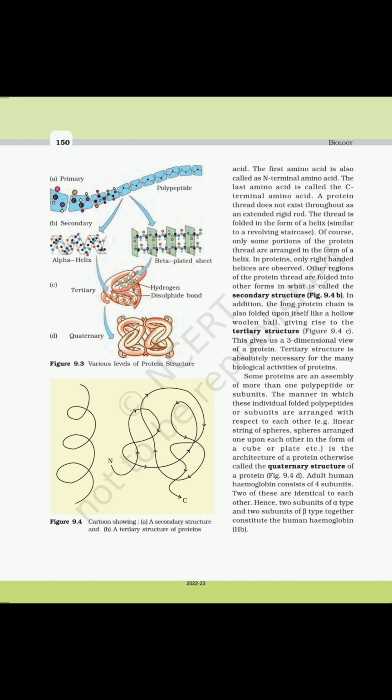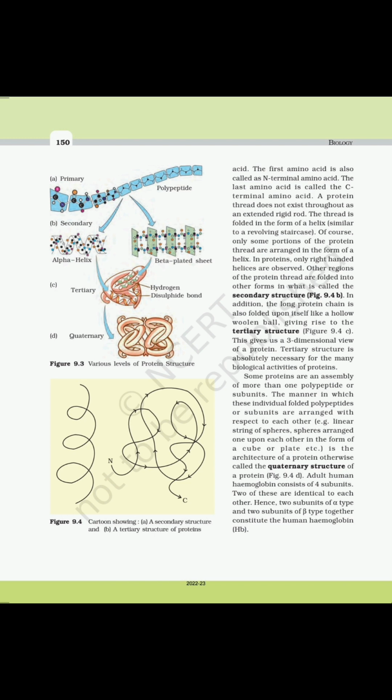In addition, the long protein chain is also folded upon itself like a hollow woolen ball, giving rise to the tertiary structure, Figure 9.4c. This gives us a three-dimensional view of a protein. Tertiary structure is absolutely necessary for the many biological activities of proteins.